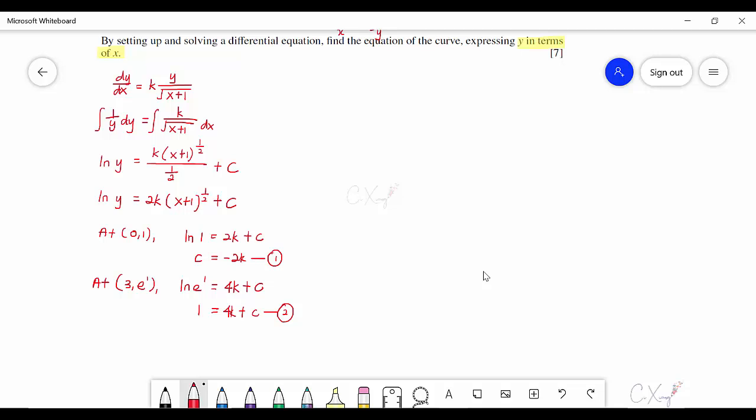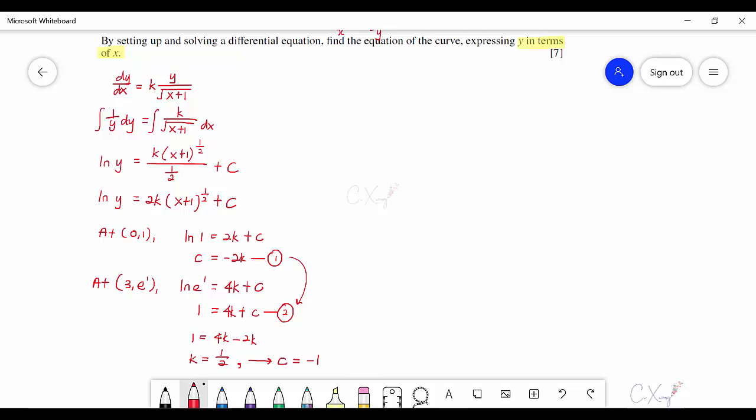So you need to solve the simultaneous equations to get the value for k and also c. You can substitute equation 1 into equation number 2. So I'm having 1 equals 4k minus 2k. From here, very obvious, you can see that the value of k is 1 over 2. And therefore, when k equals 1 over 2, very easily you can also get the value of c, which is negative 1.